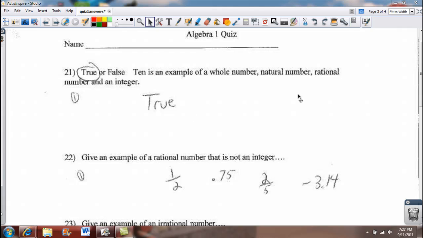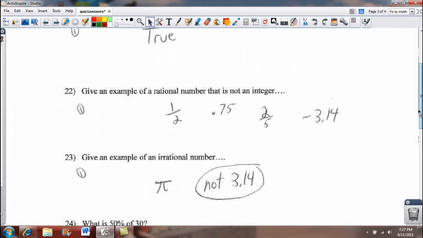So that was true. For number 22, example of a rational number, you could have a mixed number, any fraction, any decimal, infinite number of choices. So here I just give a couple of examples, but you had a whole bunch of different choices to choose from. Make sure you realize in number 23, unfortunately, if you wrote 3.14, I marked it wrong because 3.14 can be expressed as a fraction. It is a rational number.